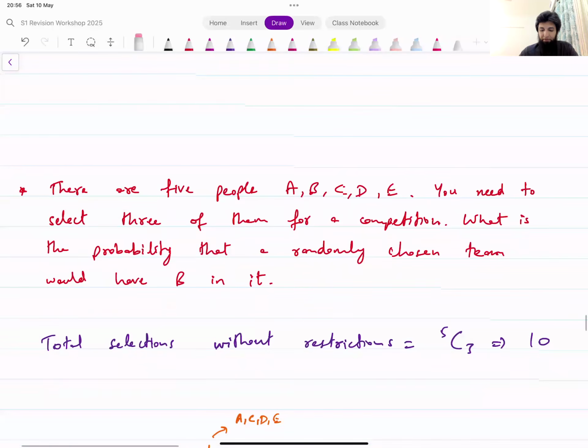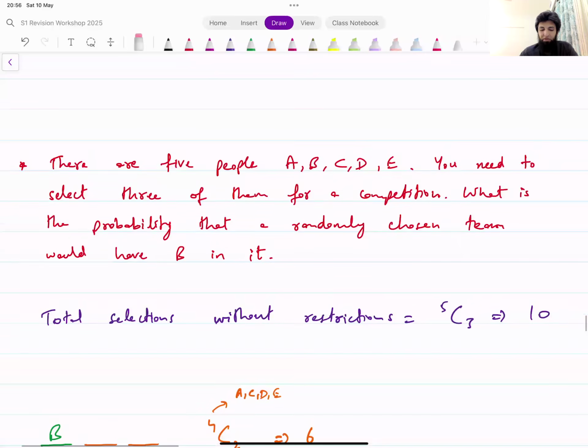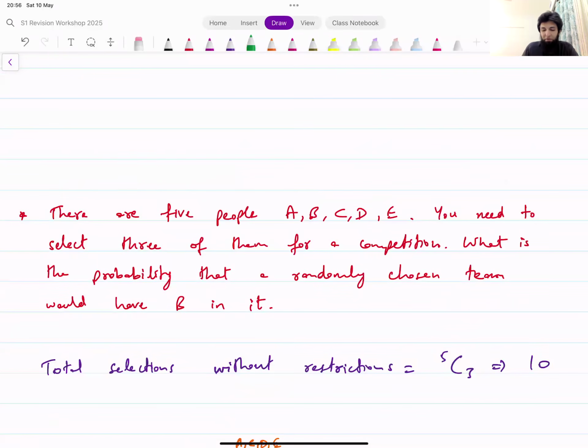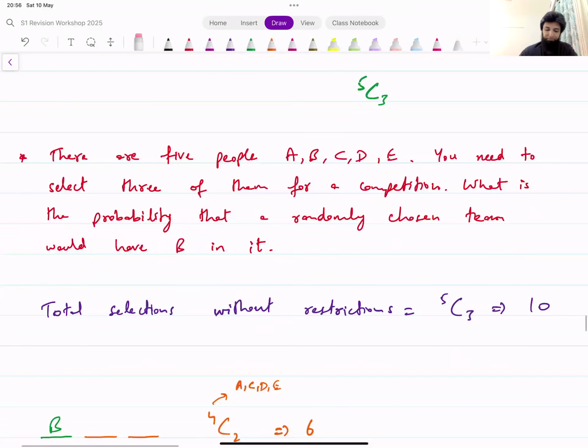There are 5 people, A, B, C, D, E. You need to select 3 of them for a competition. Now, 5 people, they're all different. We have to select 3. That's just 5C3. If there was no restriction, the possible selections would be 5C3. Now they're saying, find the probability that a randomly chosen team would have B in it. So that means B should be selected.